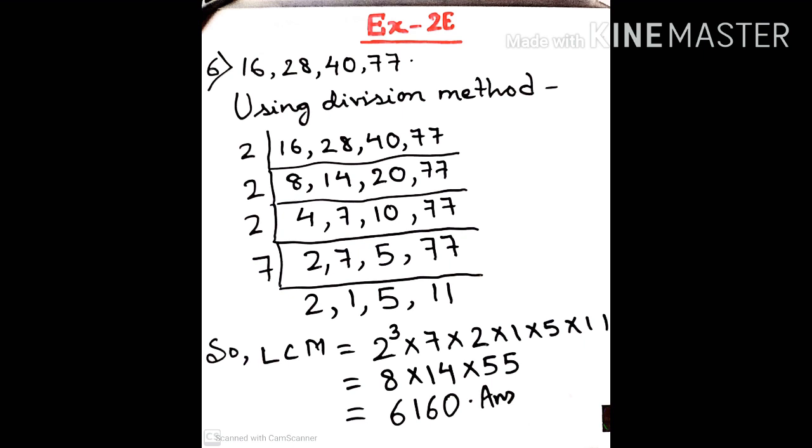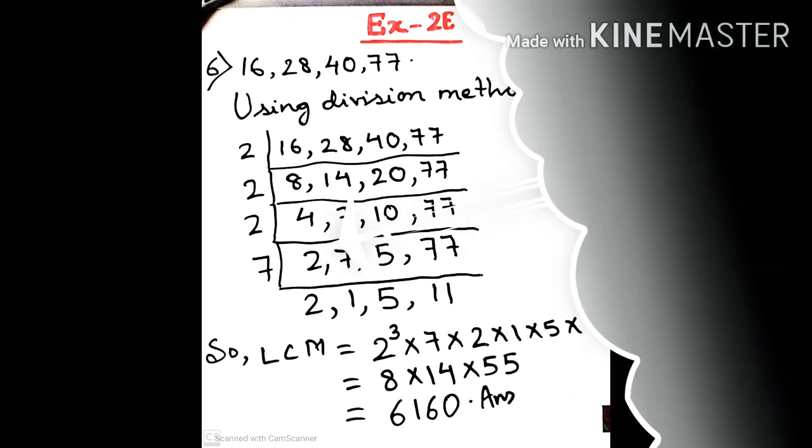So here we are dividing this 16, 28, 40 and 77 by 2. And see that in the step 4, 7, 10 and 77, again we can use 2 because we have 4 and 10. Then we are using 7. So the LCM is 2 to the power 3 into 7 into 2 into 1 into 5 into 11, 6160. Answer. I hope it is clear to you.